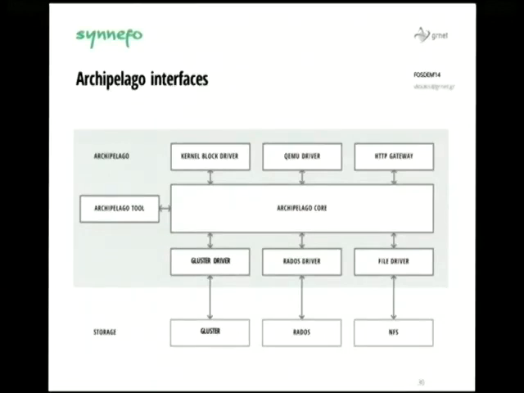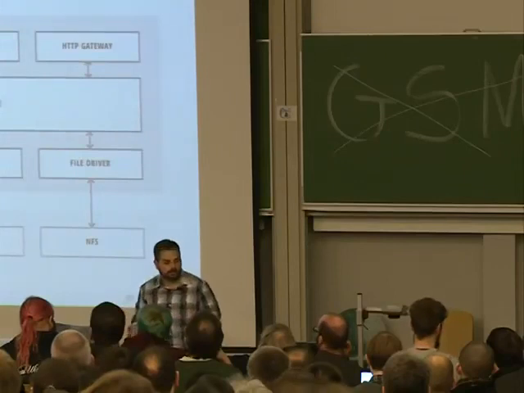A Rados driver for Ceph and a file driver for NFS. This is the southbound interface. The northbound interface: we've got a kernel block driver for exposing block devices to the kernel, a kernel driver for exposing user space drivers, and an HTTP gateway, which actually makes the volumes appear as files over the web.